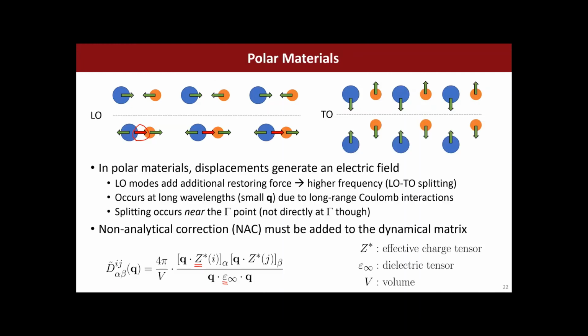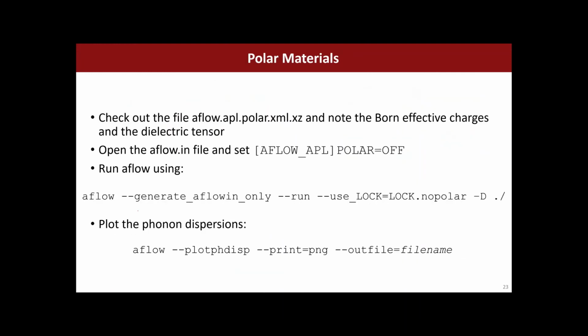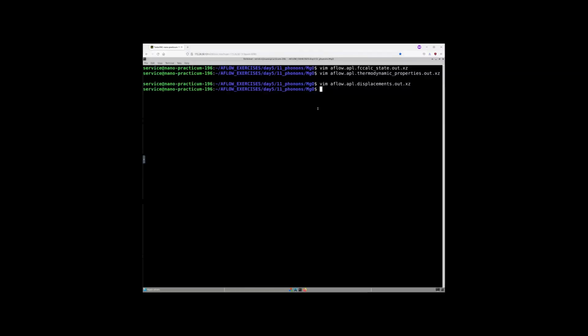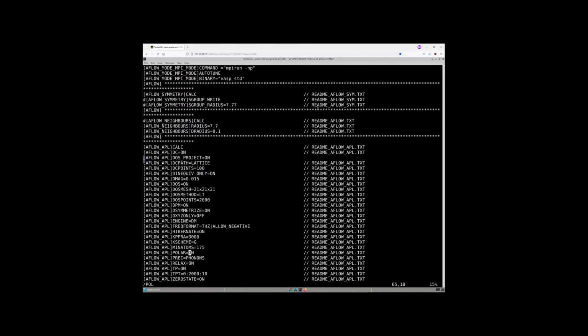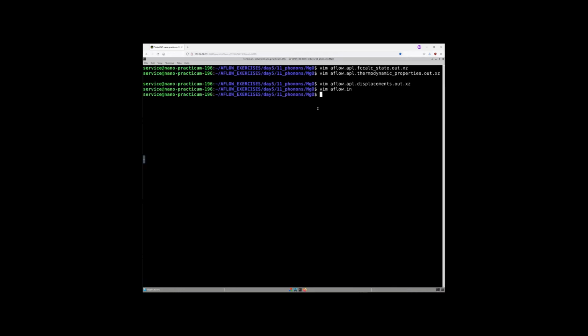So let's look at the actual strength of the effect that we have here. Let's go back into the virtual machine, and for now, what we want to do is change the AFLOW-in file and turn polar off and run it again.